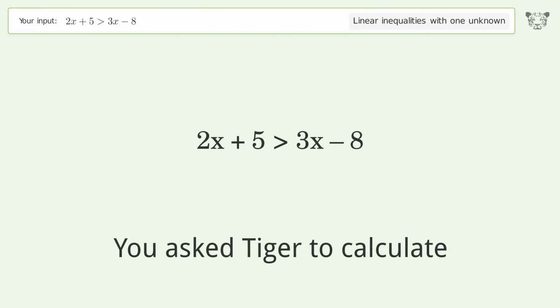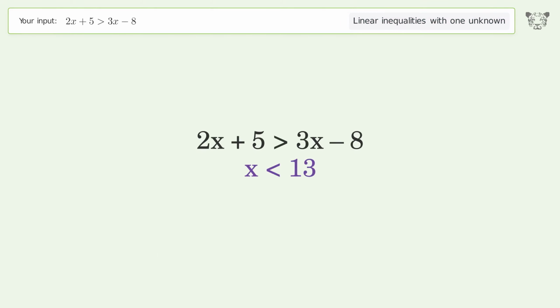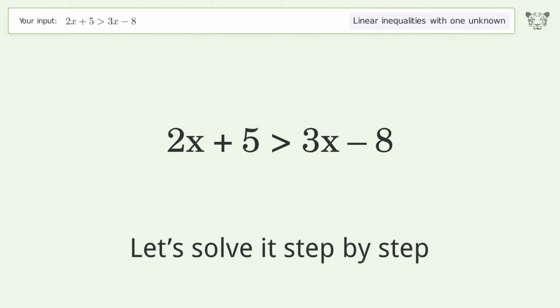You ask Tiger to calculate. This deals with linear inequalities with one unknown. The final result is x smaller than 13. Let's solve it step by step.